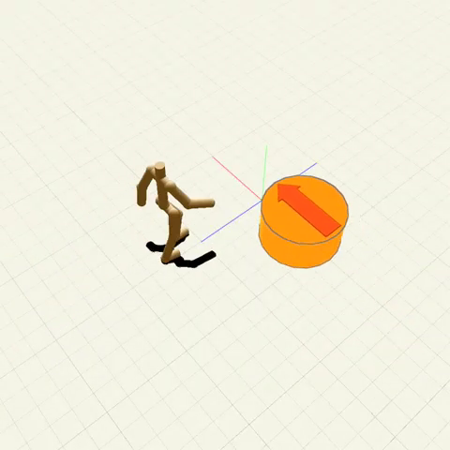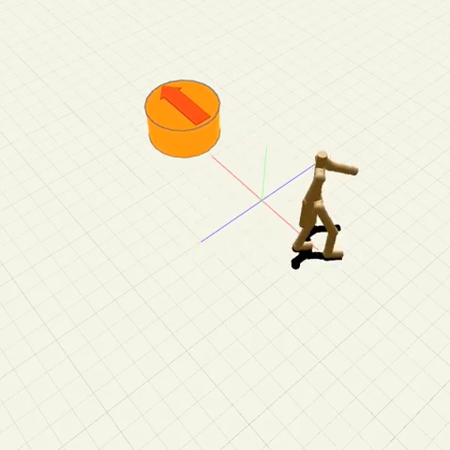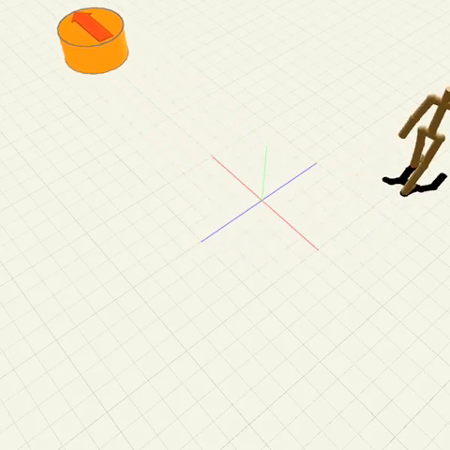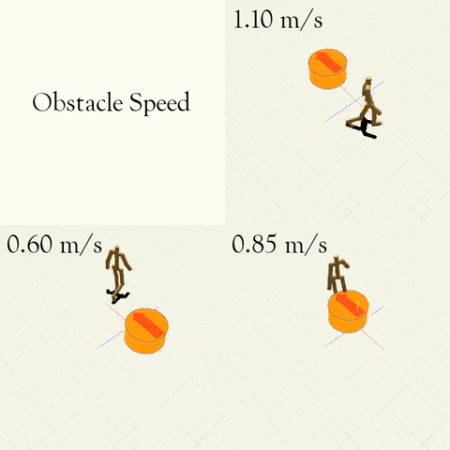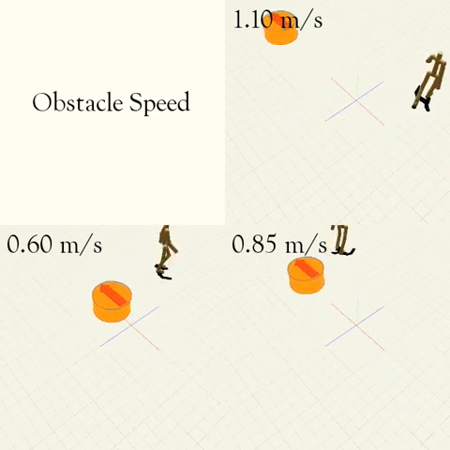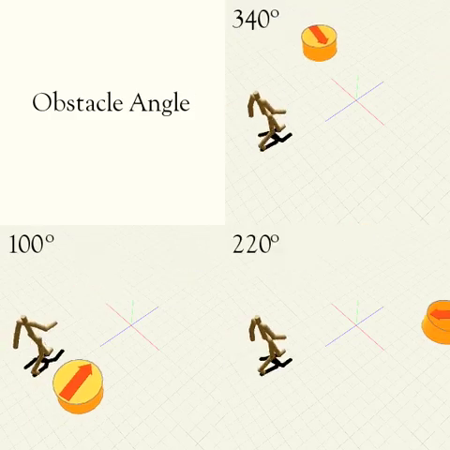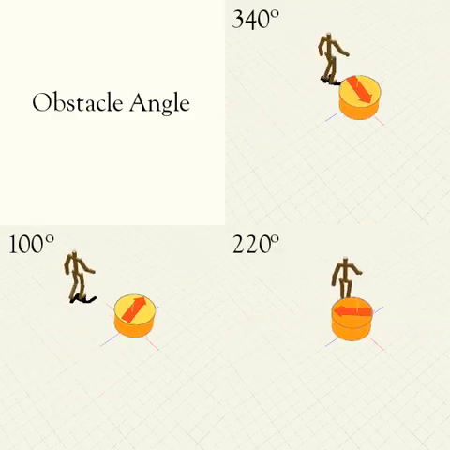We can even handle moving obstacles by introducing 2 new variables: the speed of obstacle movement and the obstacle movement direction.